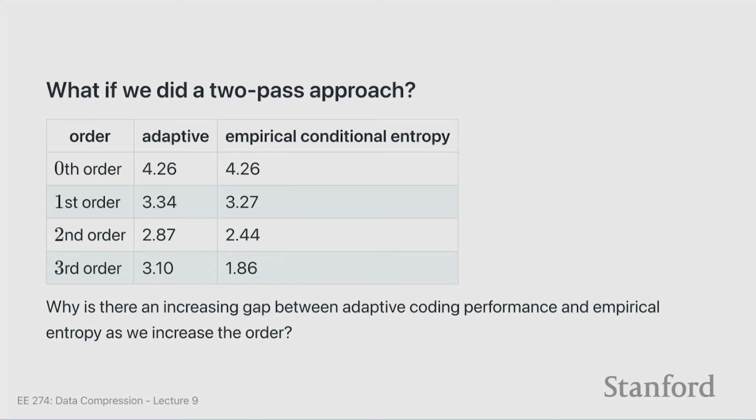So if I did a 2-pass approach, it seems like I could do a really good job. Like in the Huffman case, you did a 2-pass approach, if you remember. Would you do a good job? What do you think?